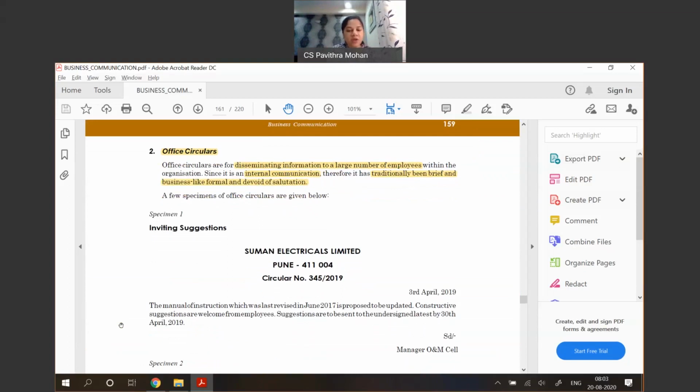When a certain amount of information has to be updated to a large number of people, we can't give something called a memorandum and send it across to every organization wherever it is located, like Bangalore, Mumbai, Chennai, Kolkata, or Delhi. So for this, we go with something called office circulars. This is disseminating information to a large number of people. Basically, it is one of the forms of internal communication, traditionally brief and business-like in format and devoid of salutations.